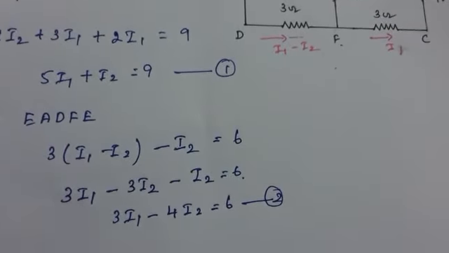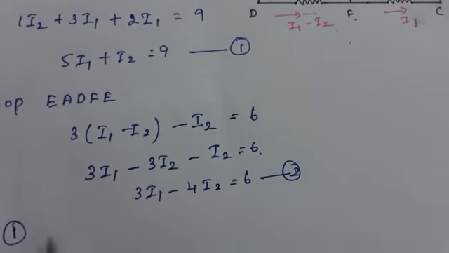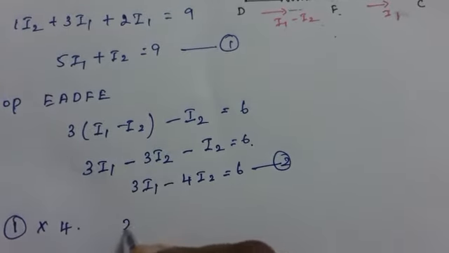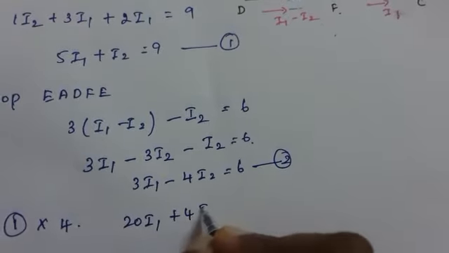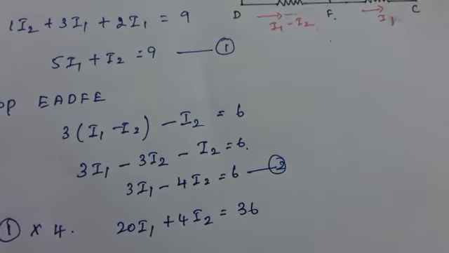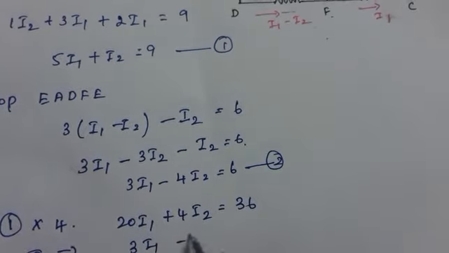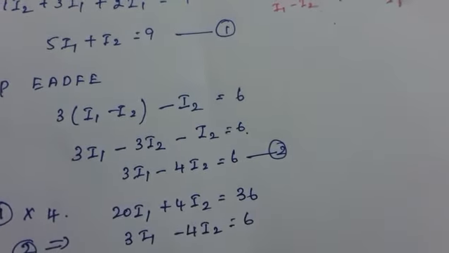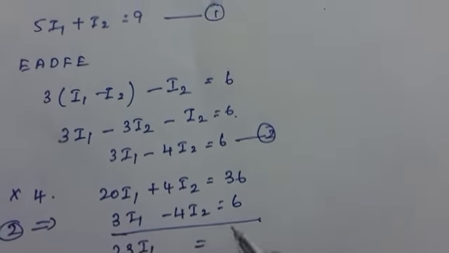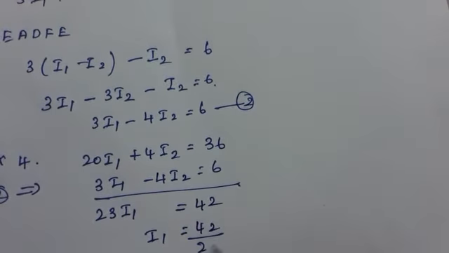Now multiply equation 1 by 4. So what you get? 20 I1 plus 4 I2 is equal to 36. Now equation 2 can be written as 3 I1 minus 4 I2 is equal to 6. Now I am going to add these two. So that is 23 I1 is equal to 42. So your I1 is 42 by 23.